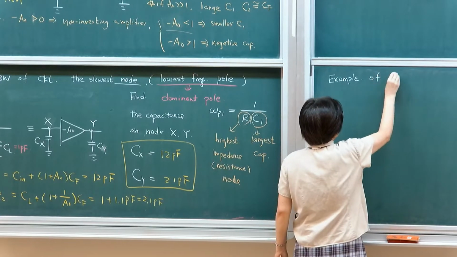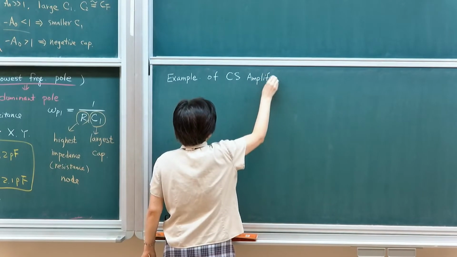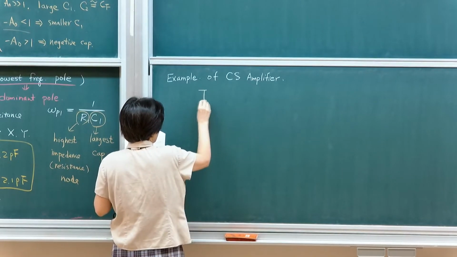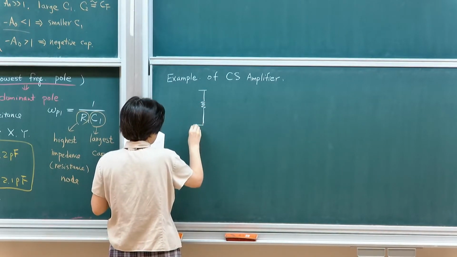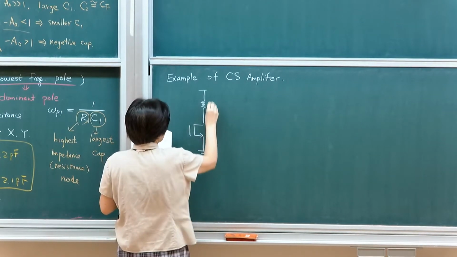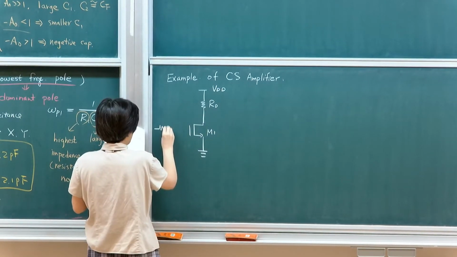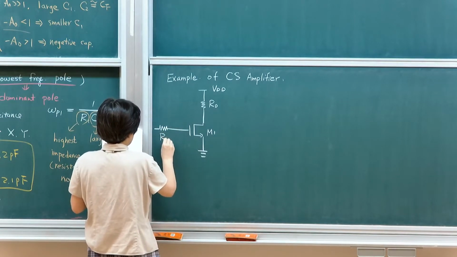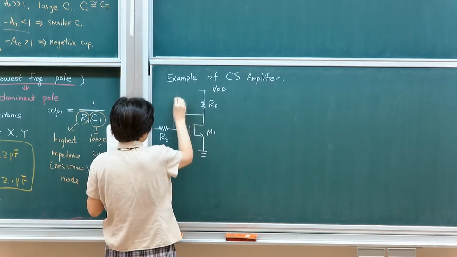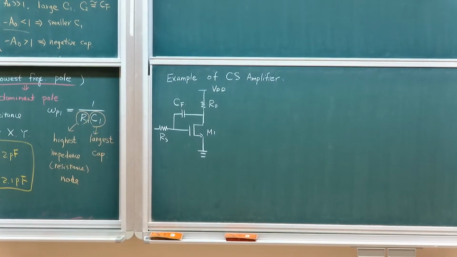So, an example of a common source amplifier. A common source amplifier looks something like this. I have a loading of M1, RD, VDD. And then I will have a source resistance, and I add a feed-forward capacitance between the input and output.